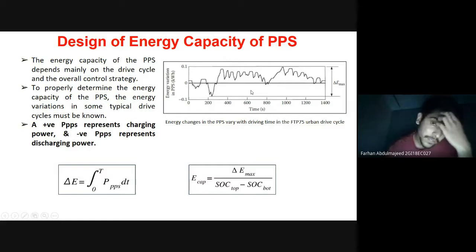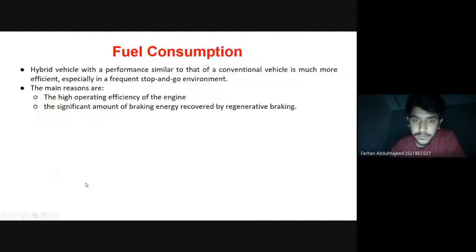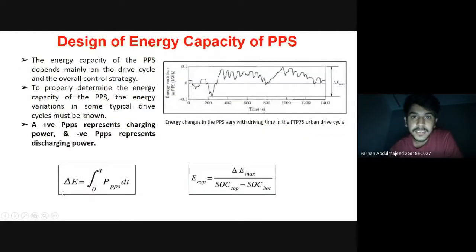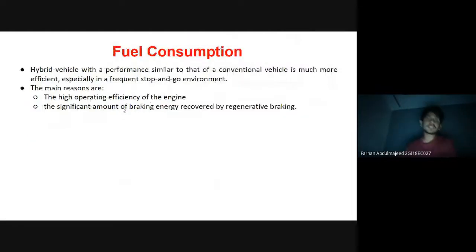This is for a general FTP75 urban drive cycle, showing how the energy changes vary, and the formula delta E. This formula is just calculating the average of the total power, and then we substitute it over here. And as I said, it is about calculating the SOC between the top and bottom. So it is just a strategy to maintain the SOC. Then the energy variation for some typical drive cycles. That's it. And the final part is the fuel consumption.